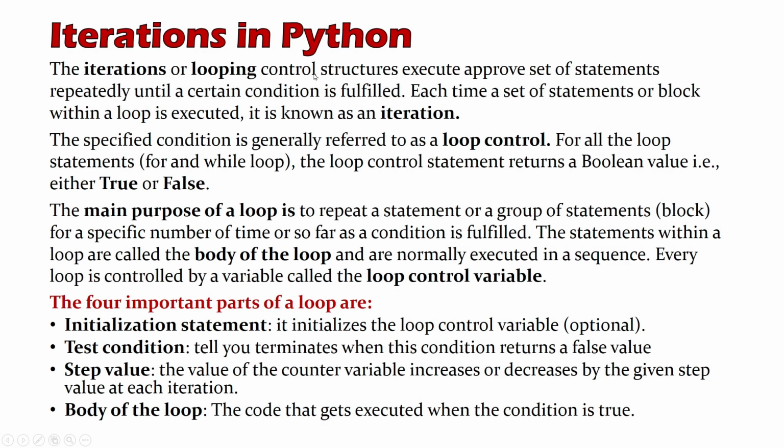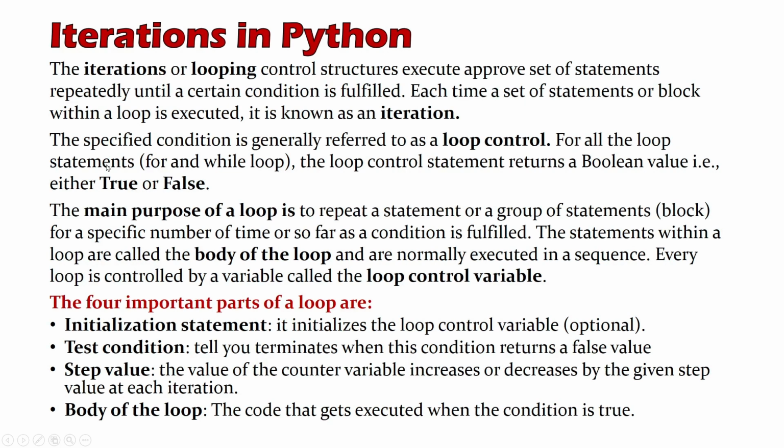Now we come to the iterations, that is the repetitions in Python, which are done through the for loop and while loop. So let's understand this iteration. What is iteration? The iteration or looping control structures execute a set of statements repeatedly until a certain condition is fulfilled. Each time a set of statements or block within a loop is executed, it is known as an iteration. The specified condition is generally referred to as a loop control.